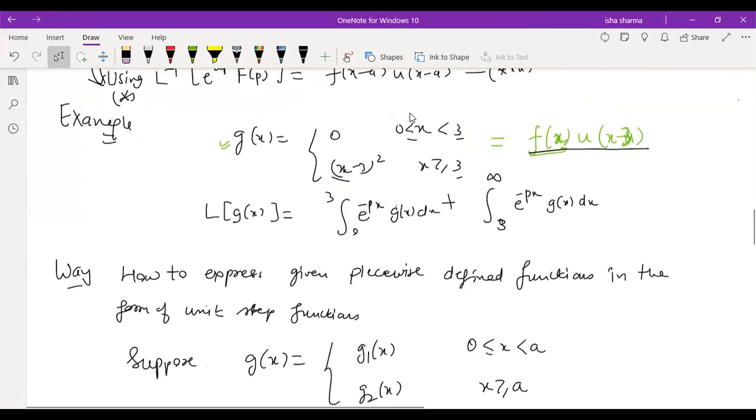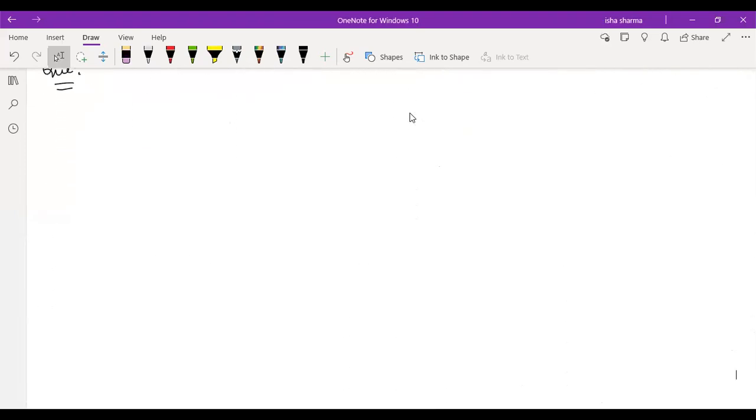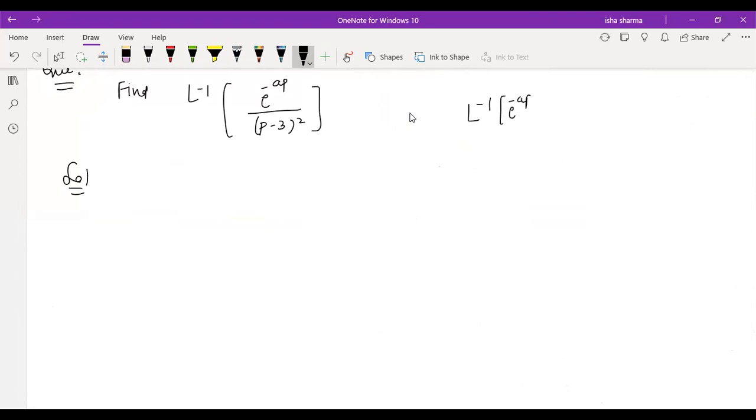So the question will obviously be of the same type, so that you yourself will identify that in this question I have to use the second shifting property. So find Laplace inverse of e raised to power minus ap over p minus 3 square. The formula which we are going to use here is e raised to power minus ap into F(p). The answer is f(x minus a) u(x minus a), where what is f?